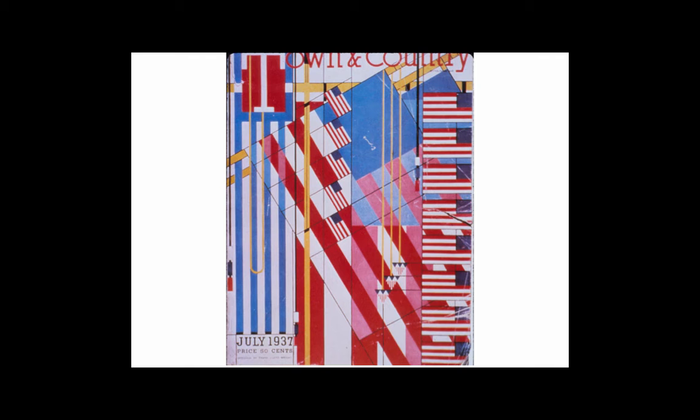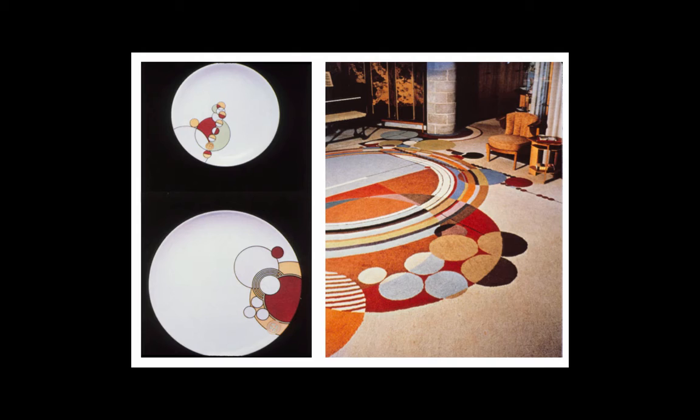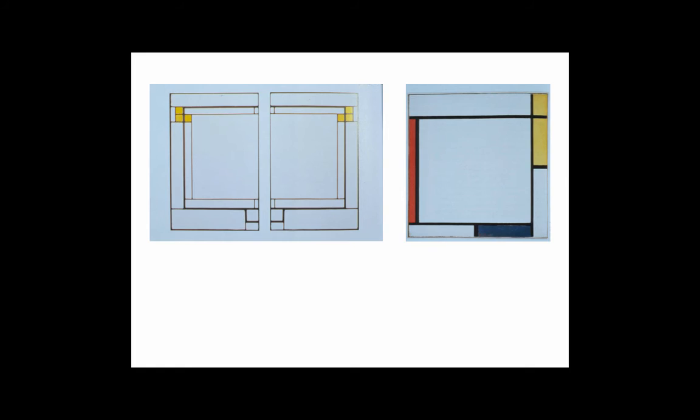And Wright did graphics. These are magazine covers. These are dishes from the Imperial Hotel in Tokyo. Lots of interior design. This is a dress for Mrs. Martin at the Martin House. This is some Wright stained glass. This is a Mondrian painting. You can see Mondrian and the other De Stijl artists were influenced by Frank Lloyd Wright. Here are some other magazine covers.